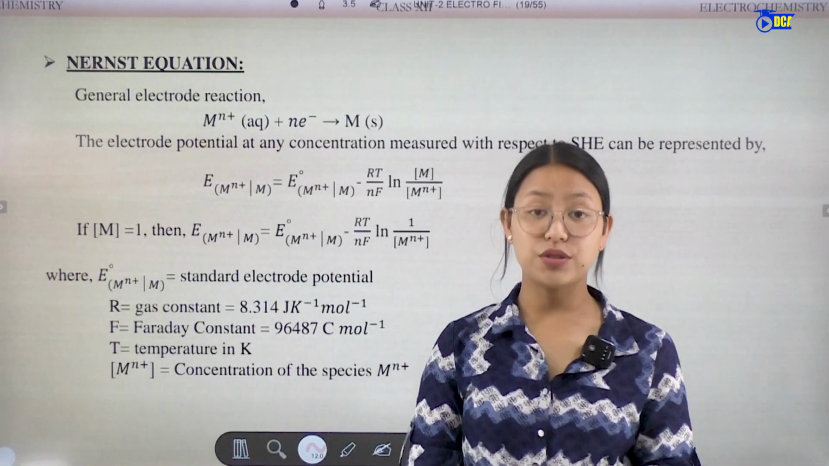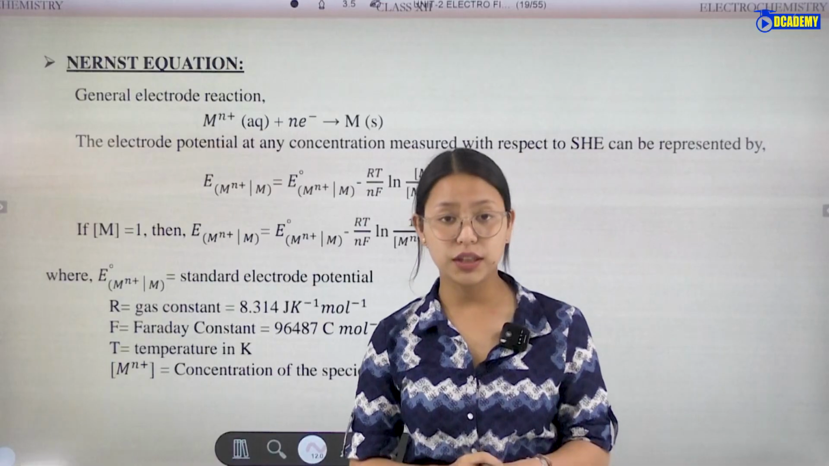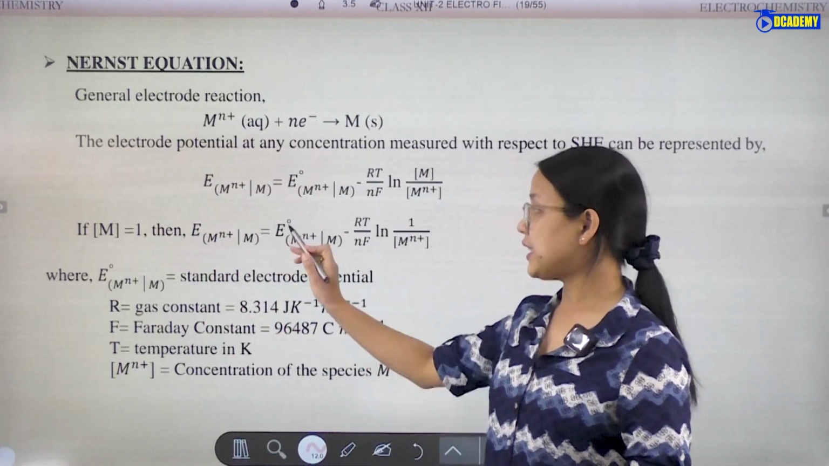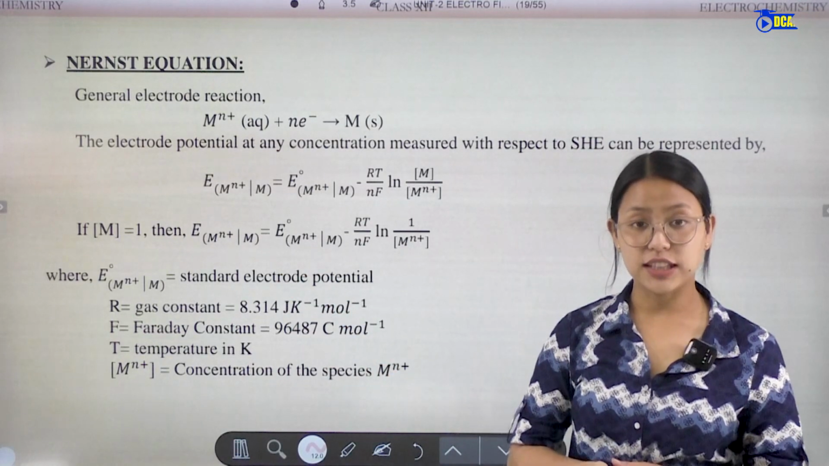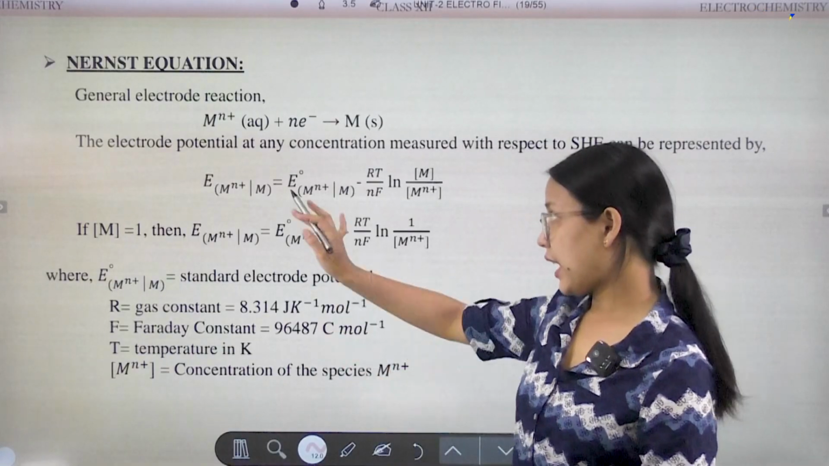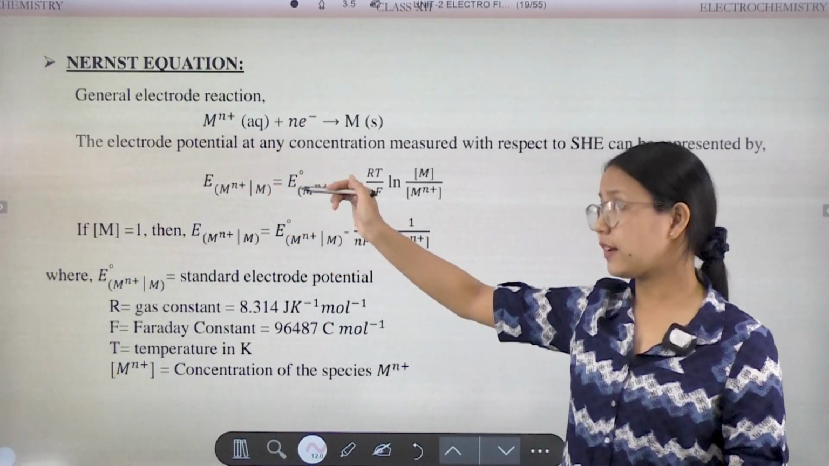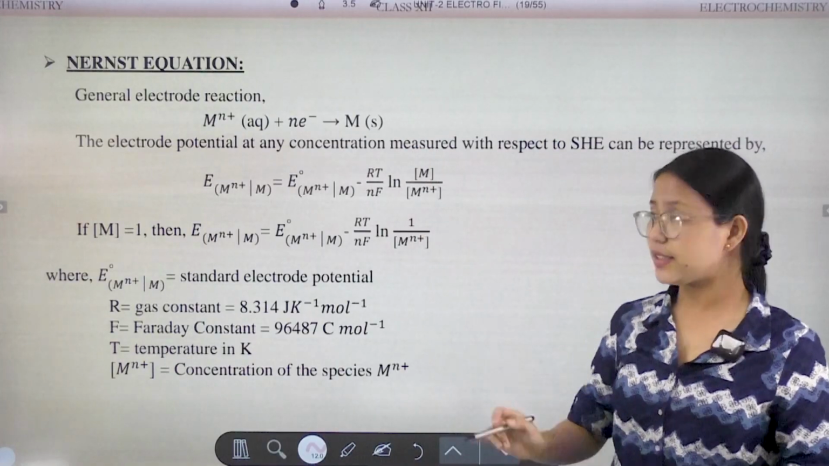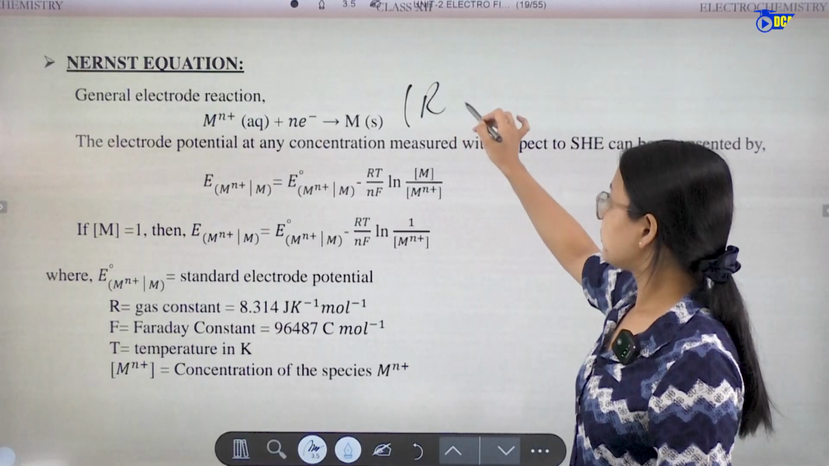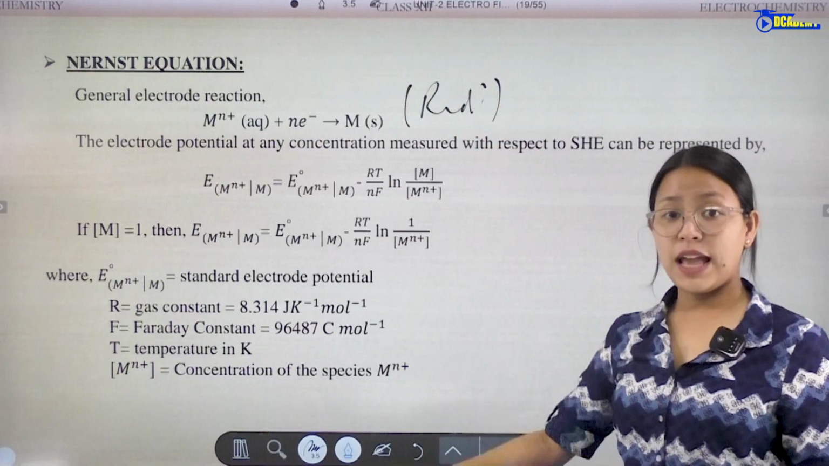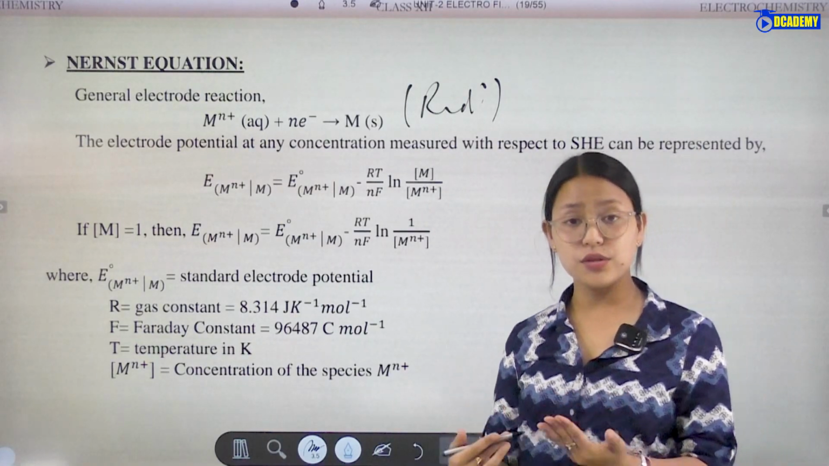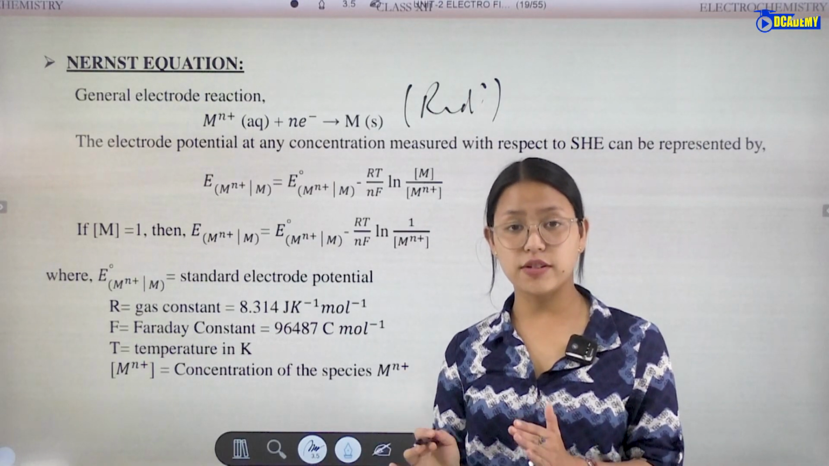This is the most important equation for this chapter, to calculate E cell from E not cell. For the general electrode reaction, M^n+ aqueous plus n electrons gives M. That means it is a reduction, since electrons are gained and it forms solid M. That means it undergoes reduction, so this is the reduction half cell reaction.